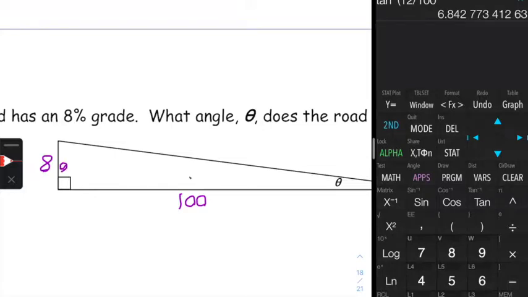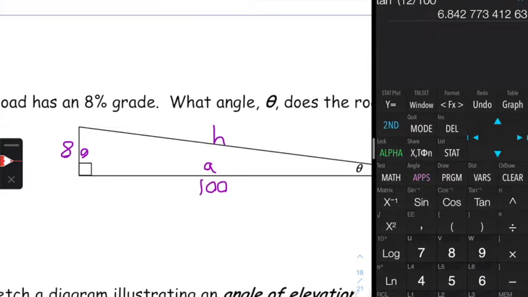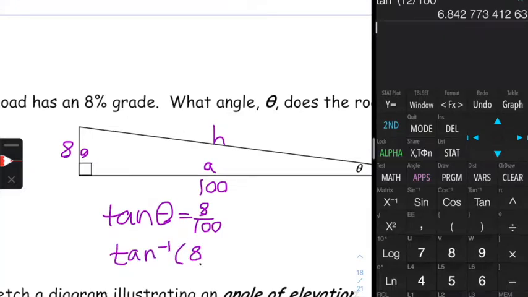Label your opposite, your adjacent, and then your hypotenuse side. Okay, and then the opposite is 8, and the adjacent is 100, so we'll use tangent again. So we'll say tangent. I'll put the theta symbol this time. I didn't do that on the last one. Tangent of theta equals 8 over 100. Which means we're going to type into the calculator tangent inverse of 8 over 100. And then you just do second tangent and then 8 over 100.